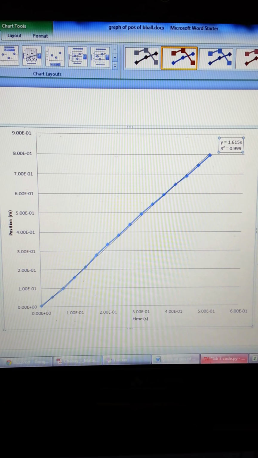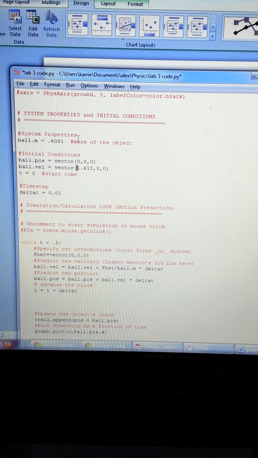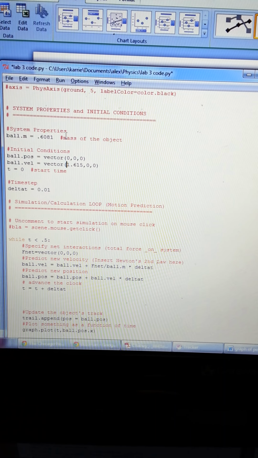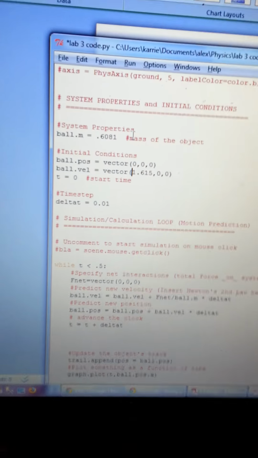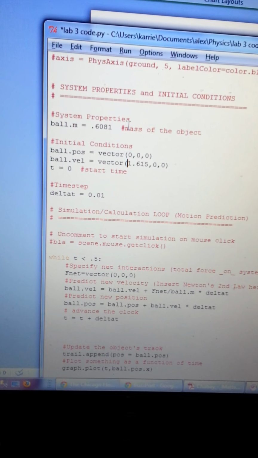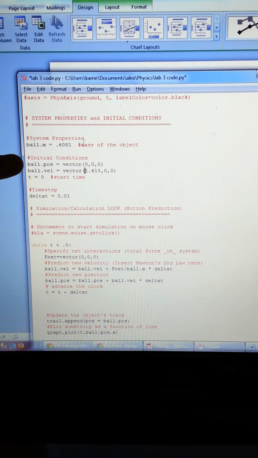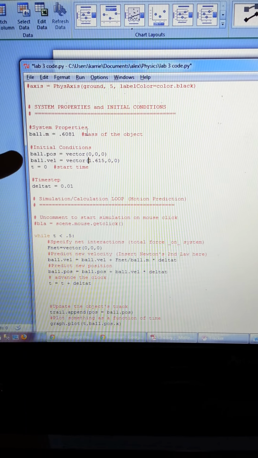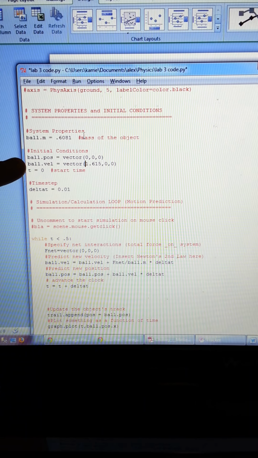Now, using this, we wanted to make a model using VPython. For some of the initial conditions, the mass of the ball is 0.608 kilograms, and the initial position, which we see here, started out at the origin.